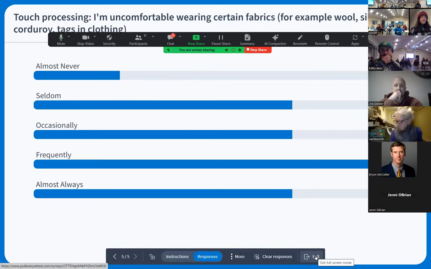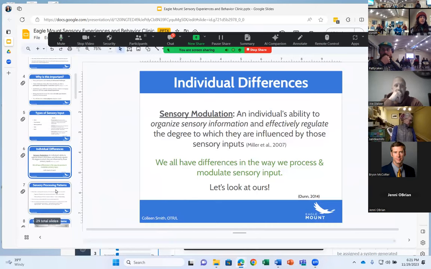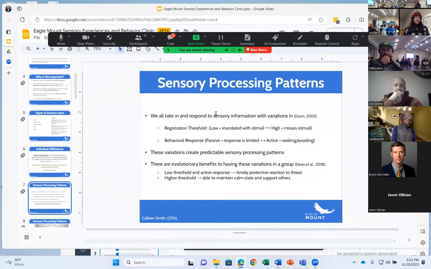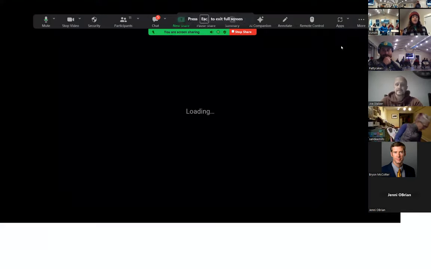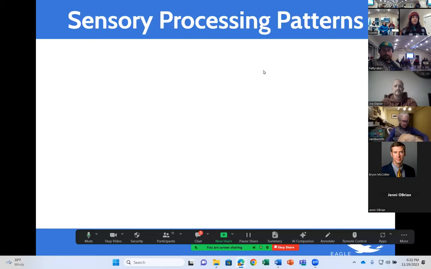So the main point of that is really just to show that these differences are totally normal, as far as not everyone has the same experience. It's really good to approach understanding that even if you're regulated and you're not feeling too warm in a room, somebody else might be. And the results from this sensory profile put you in these different categories that I'll explain here.